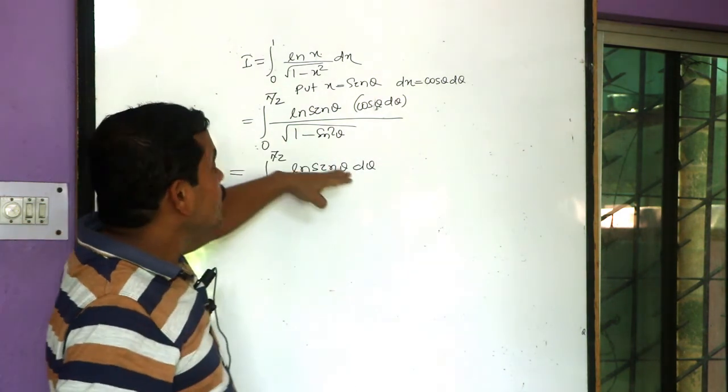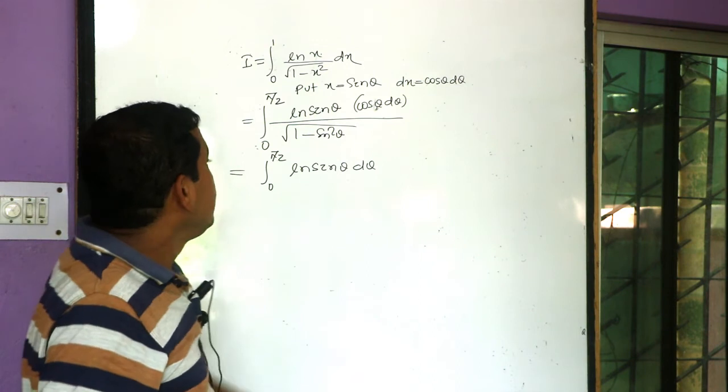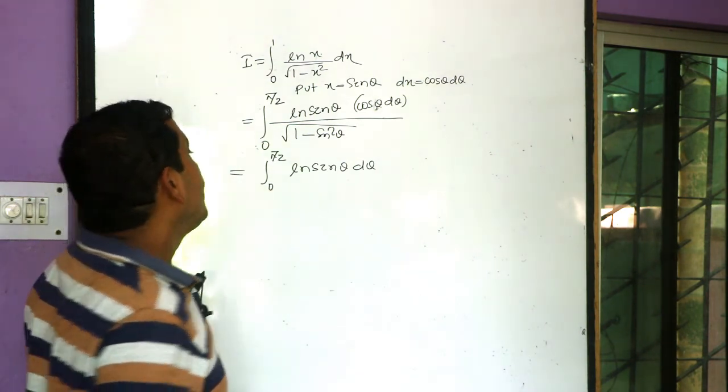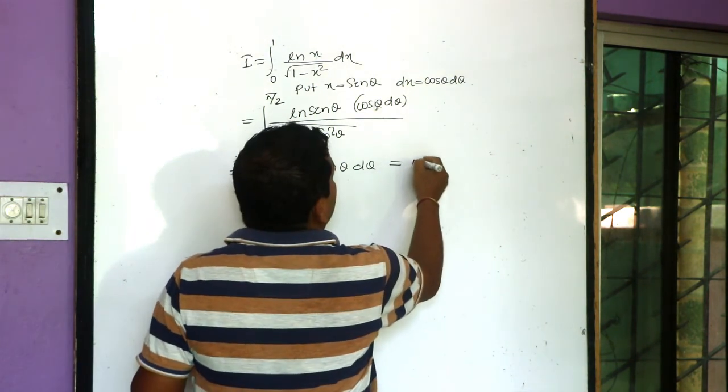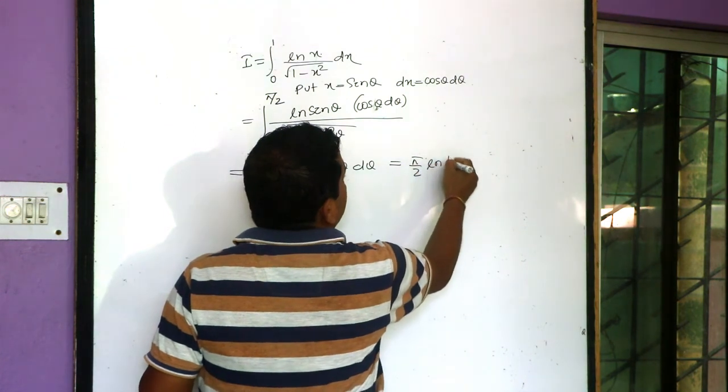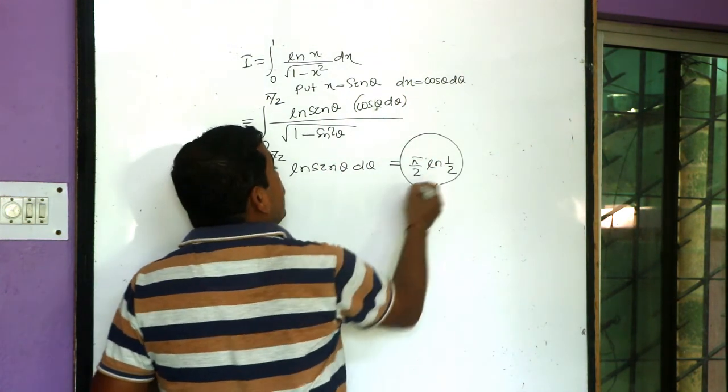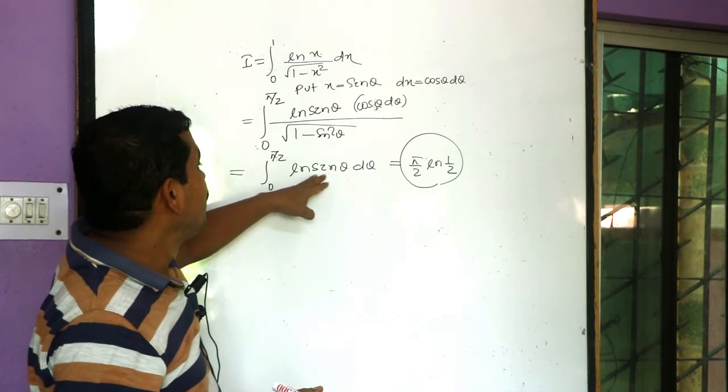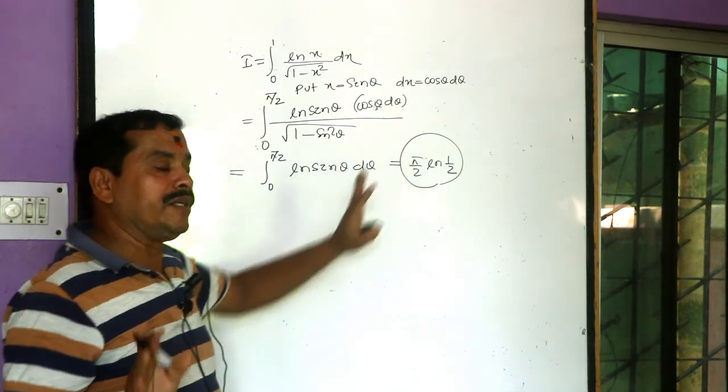This was already discussed in previous examples. Then you can evaluate in this manner to find the value, and its value will be pi by 2 log 1 by 2. You have to evaluate this. You cannot directly put the value of this integration as pi by 2 log 1 by 2.